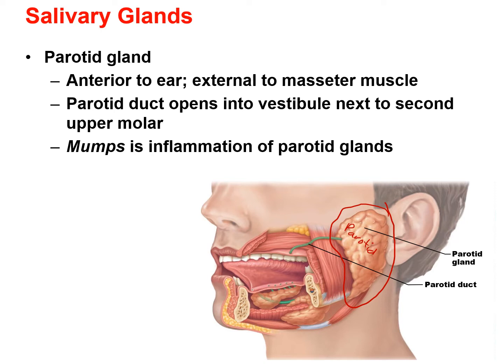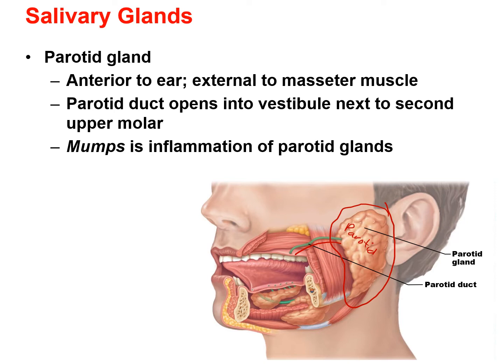The parotid gland has a large duct, which you see in green here, that runs across the cheek region to then dump saliva into the oral cavity about the level of your second upper molar. If you've ever heard of the mumps, you know that a person shows a characteristic symptom of having big chipmunk cheeks.